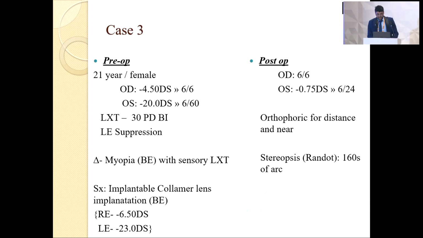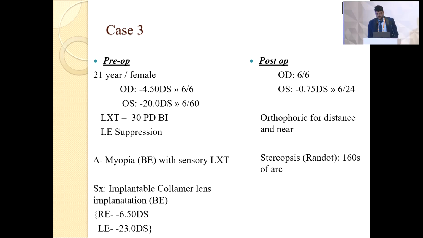Third case was a 21-year-old female having -4.5 diopter sphere in right eye and in left eye -20 diopter sphere through which vision improved to 6/60, and there was left exotropia of 30 prism diopters and left eye suppression. Diagnosis was myopia both eyes with sensory left exotropia. Patient underwent implantable Collamer lens implantation both eyes. The power in right eye was -6.5 and left eye was -23 diopter sphere.